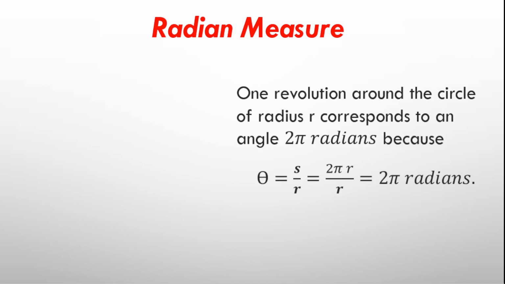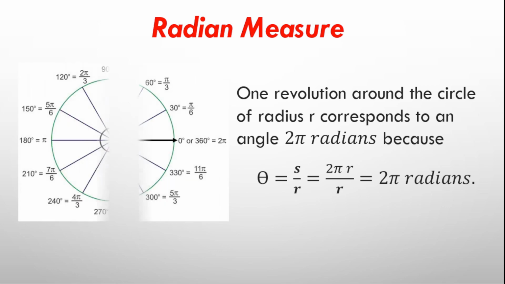1 revolution around the circle of radius r corresponds to an angle of 2 pi radians because around the circle, the length is 2 pi r. Substituting the 2 pi r for our S, it makes 2 pi r divided by r. That is why around the circle is equal to 2 pi radians.